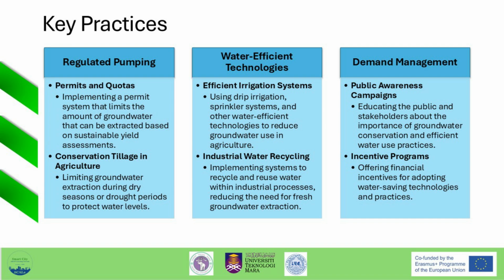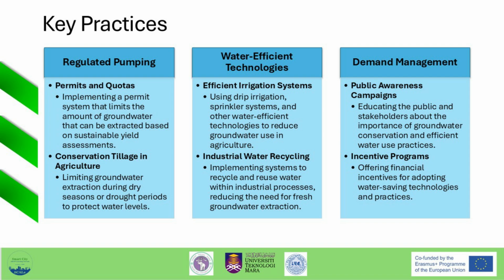In regulated pumping based on permits and quotas, implementing a permit system limits the amount of groundwater that can be extracted based on sustainable yield assessments. In addition, groundwater extraction should be limited during dry seasons or drought periods to protect water levels. There are two prominent water-efficient technologies, namely efficient irrigation systems and industrial water recycling.